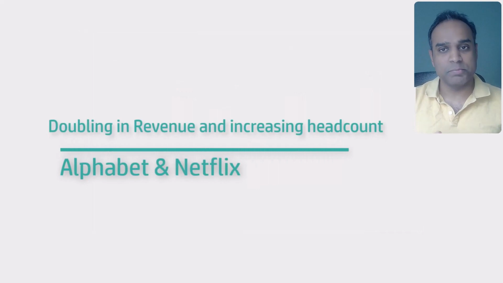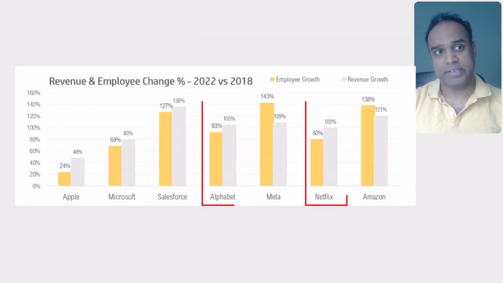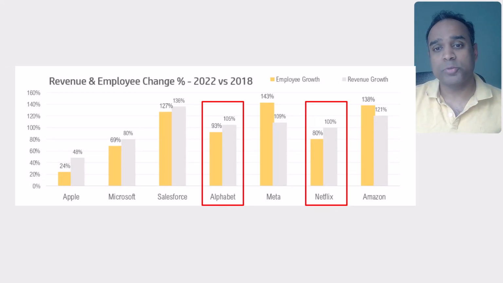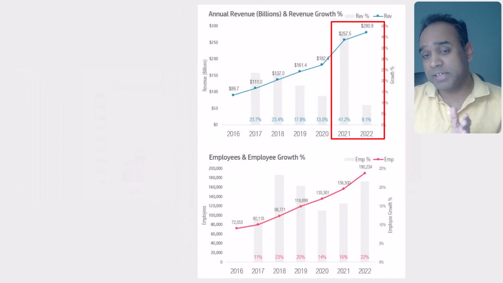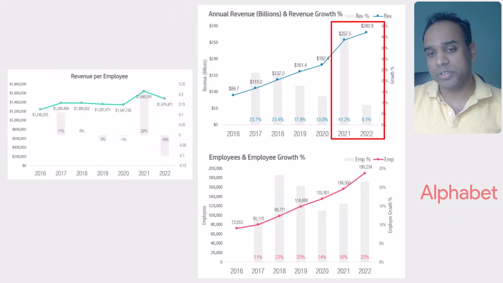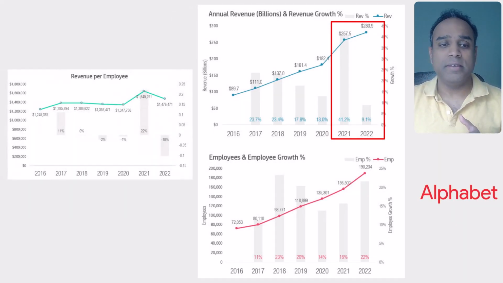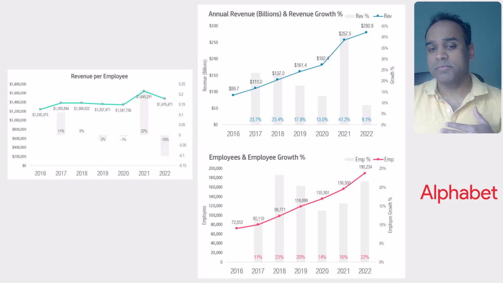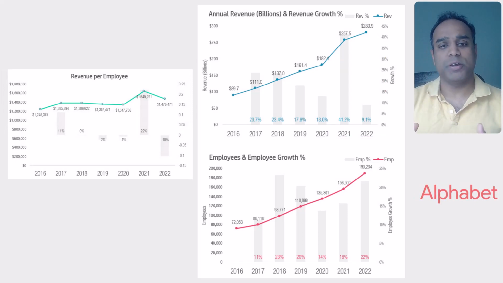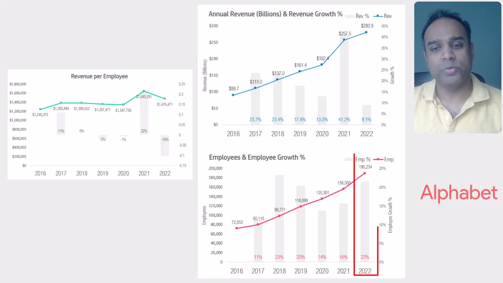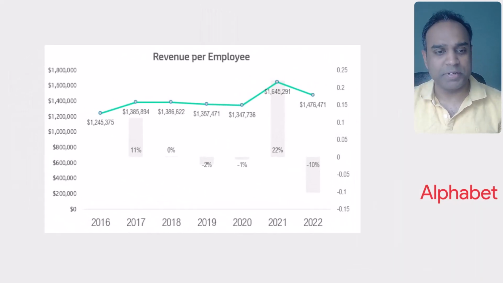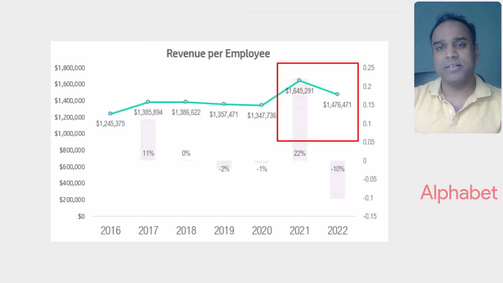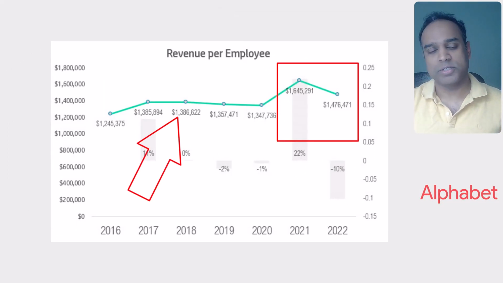Observation number 4: Alphabet and Netflix, both doubling their revenue and still increasing their headcount significantly. In the case of Alphabet, 2021 was a big spike in revenue, and they had a decline in revenue growth in 2022. However, we didn't see any major jumps in employee growth until 2022, when they increased headcount by 22%. This led to the drop in revenue per employee, but it's still healthier than what it was before.